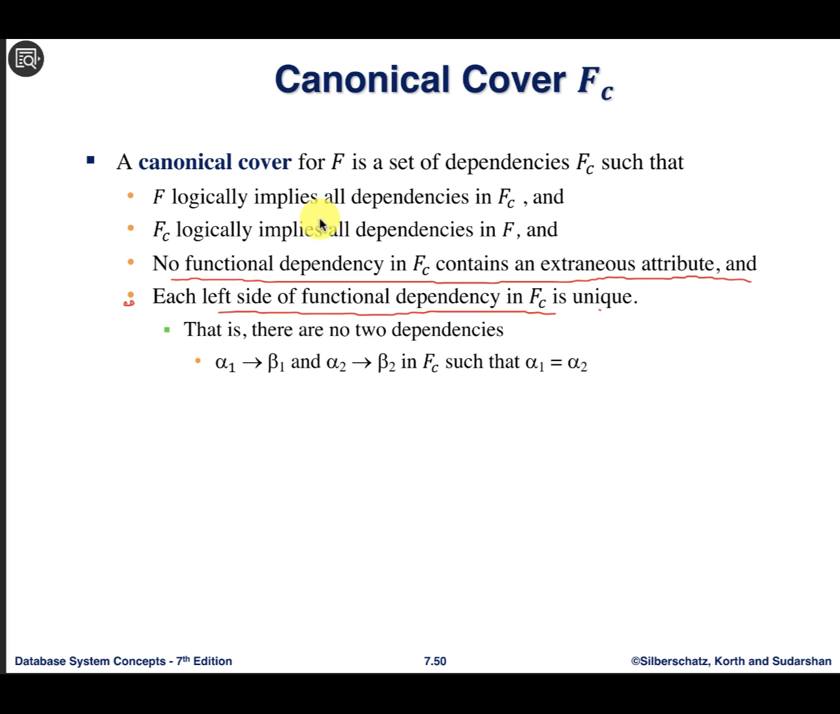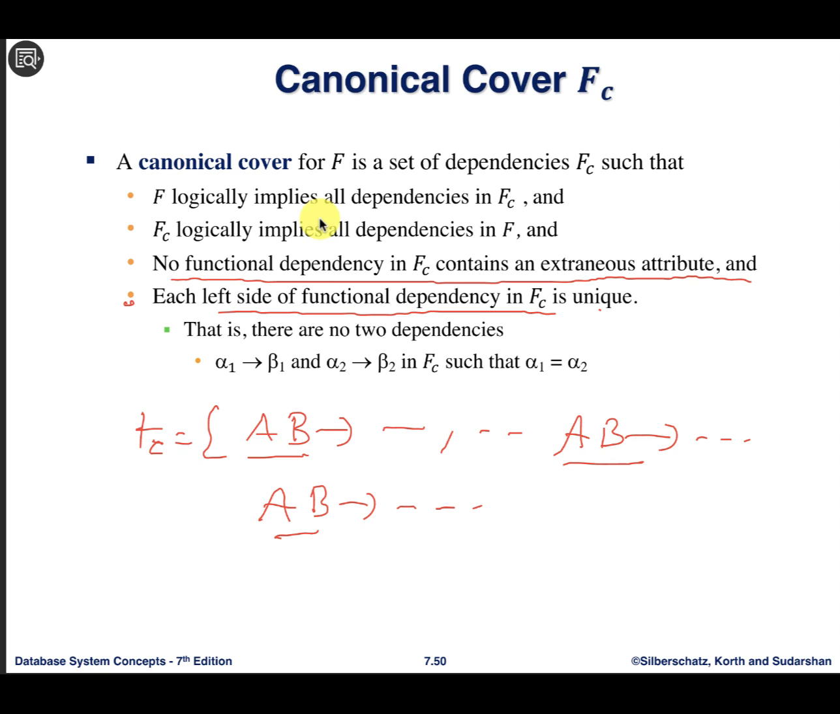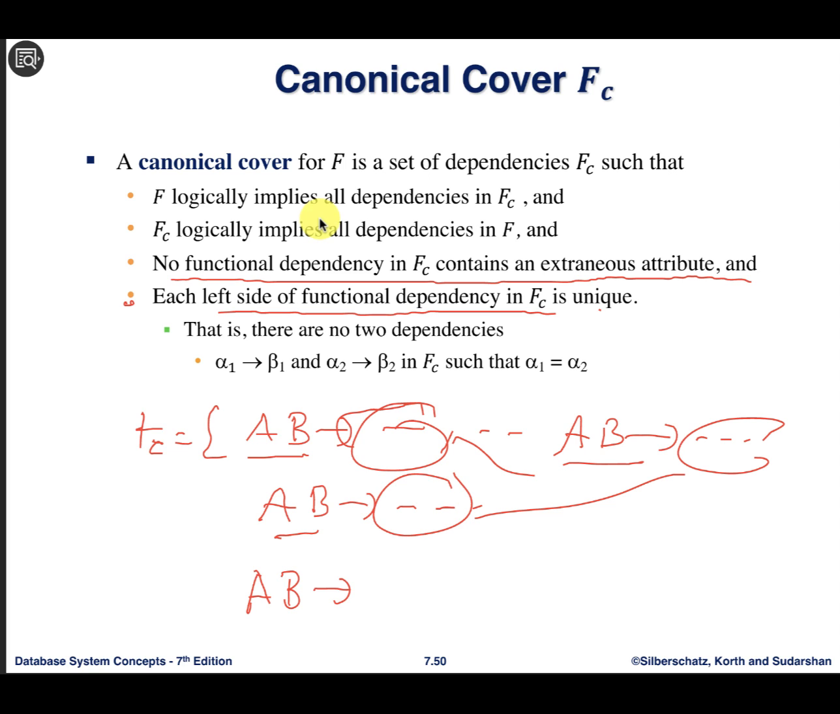So what does that mean? If you have FC something like this, for example, A, B determines whatever, then somehow A, B determines something else, I don't care. Then A, B determines something. So this one is not unique; the left-hand side is repeated many times. In this case, you must have it only one time. So you must have A, B determines, and you have to combine whatever attributes you have in one place. That's what is called unique.